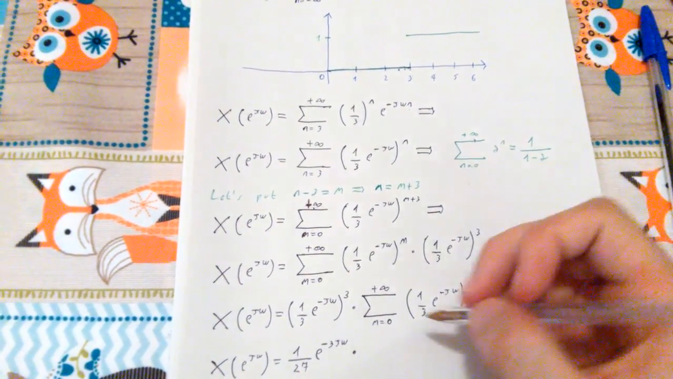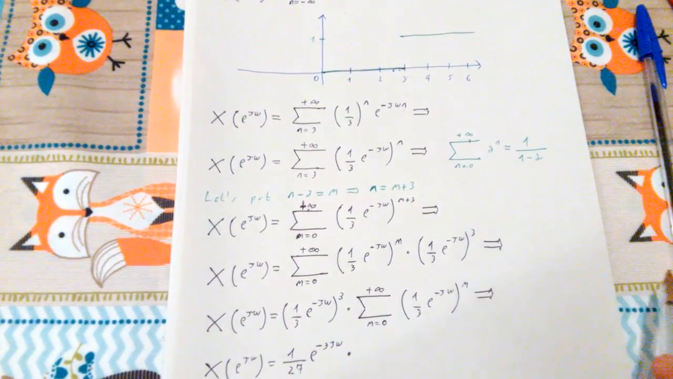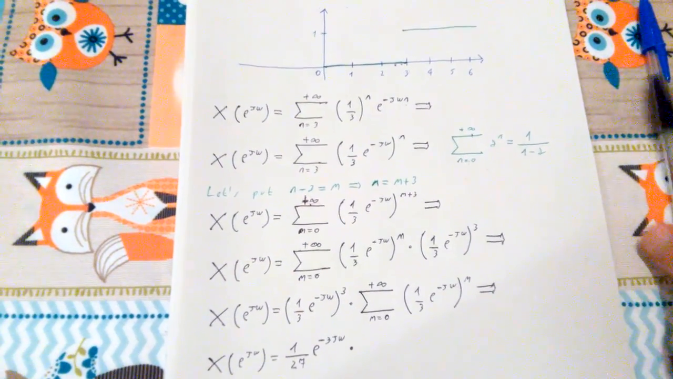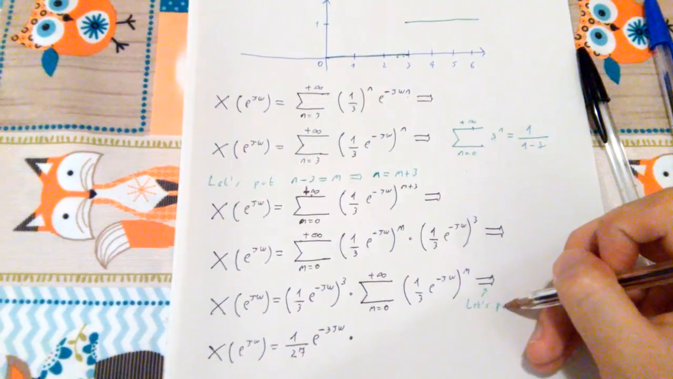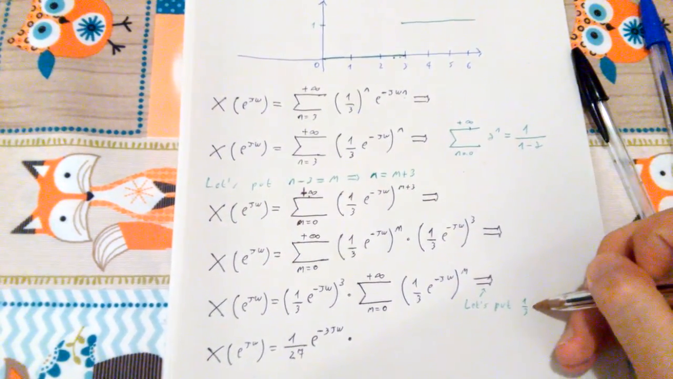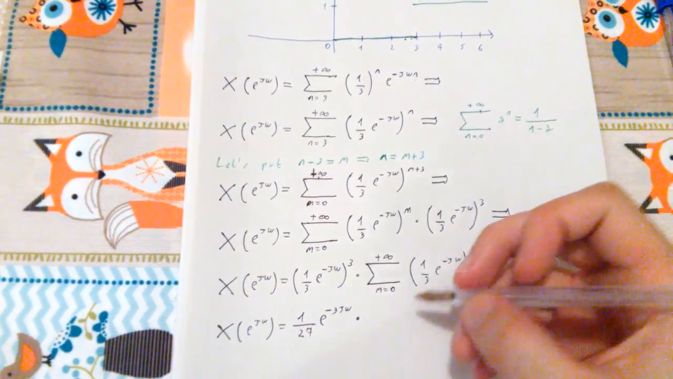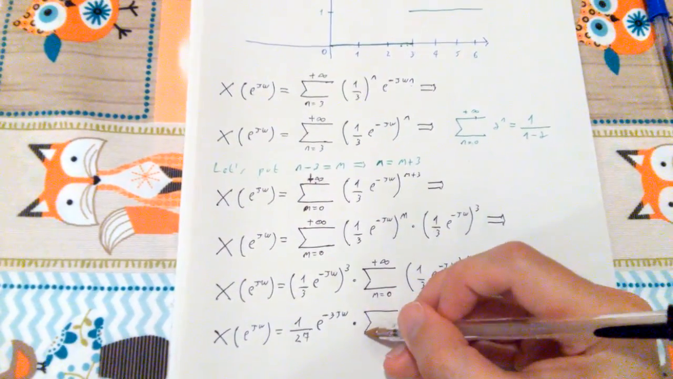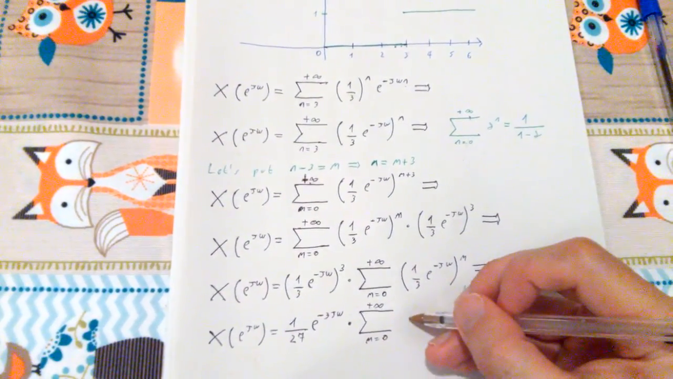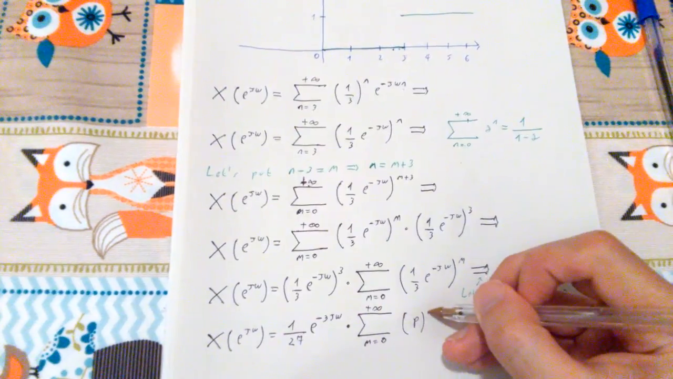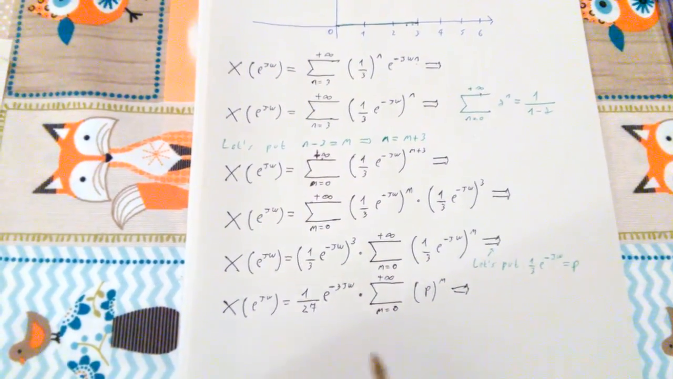times, well, this is exactly what we wanted. Let's do it once again. Let's put 1 over 3 e to the negative j omega equal to p. Once we have done that, we have the sum of m that goes from 0 to positive infinity of p to the m. Now that we have p to the m, we know what this is going to be.